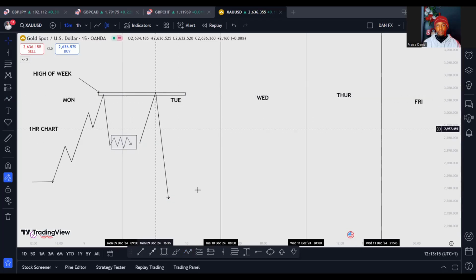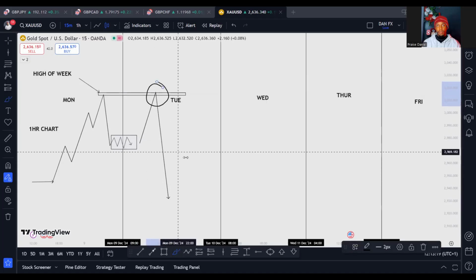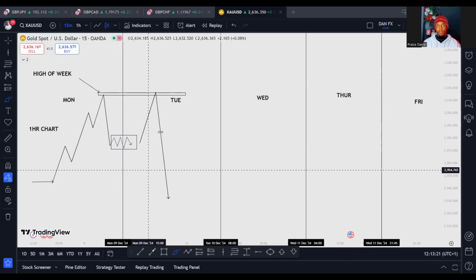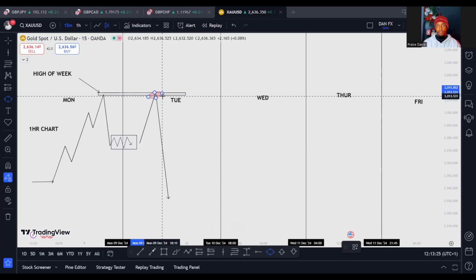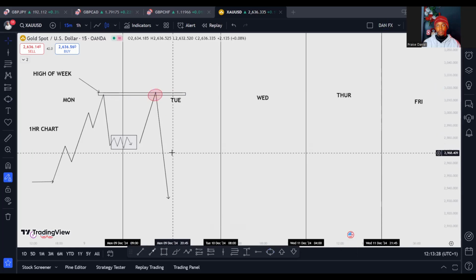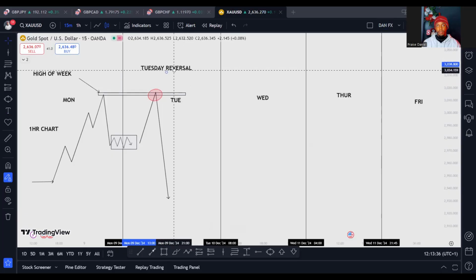Now, when price goes back to this high, that's when we're going to be jumping on the 15-minute chart to look for an entry. So basically, we are going to be selling at this area here on Tuesday. All right, and this is called a Tuesday reversal.